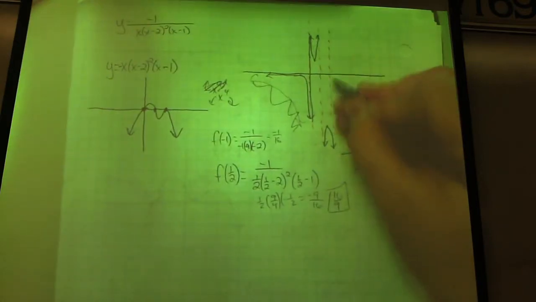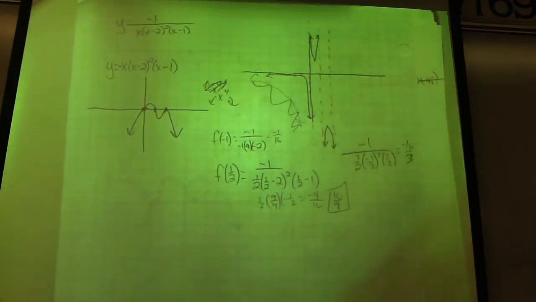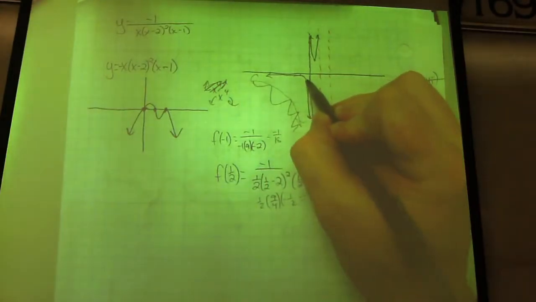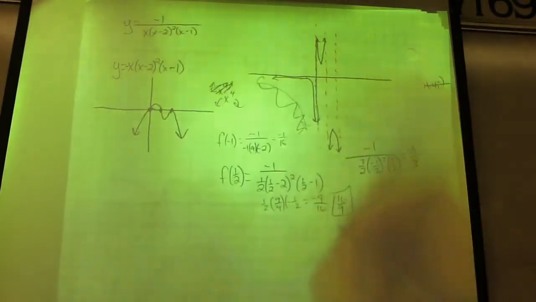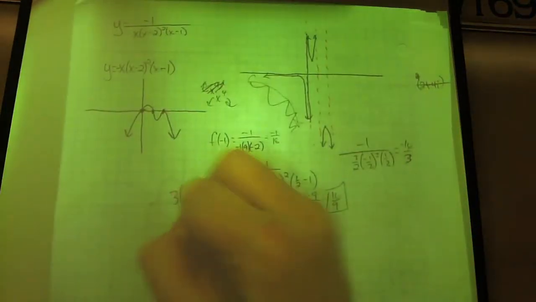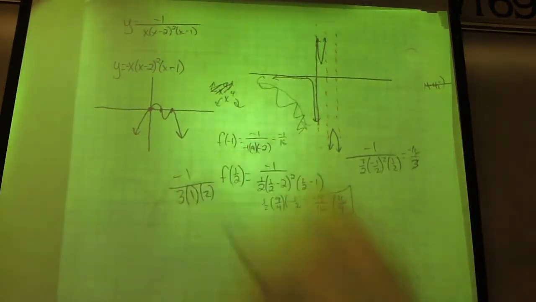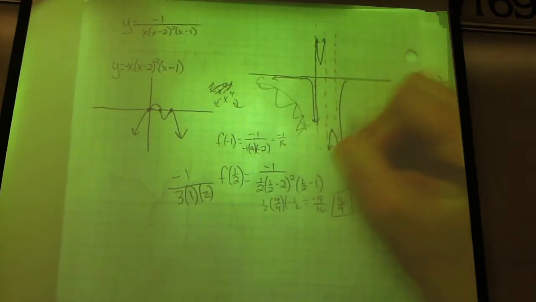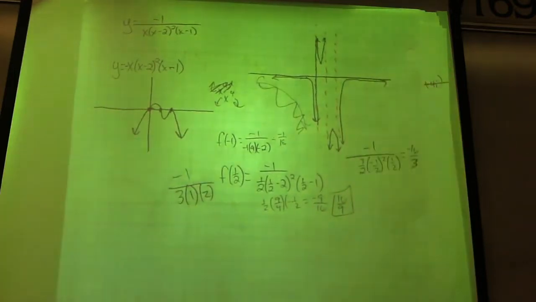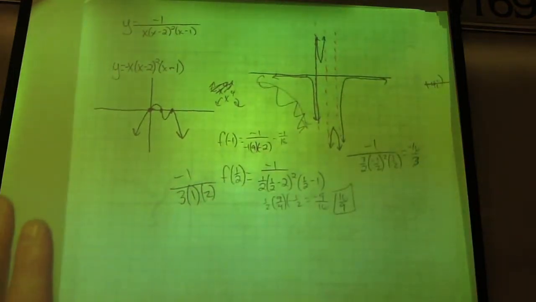if it's sucked right up there, or if it's way out here. Judging by this one, I bet it's the same. But let's plug in 3 just to make sure. Plug in 3 and you get 3 times 1 times 2 is -1/6. Yep, so it's pretty much just like that. There you go. Ain't nothing to it.